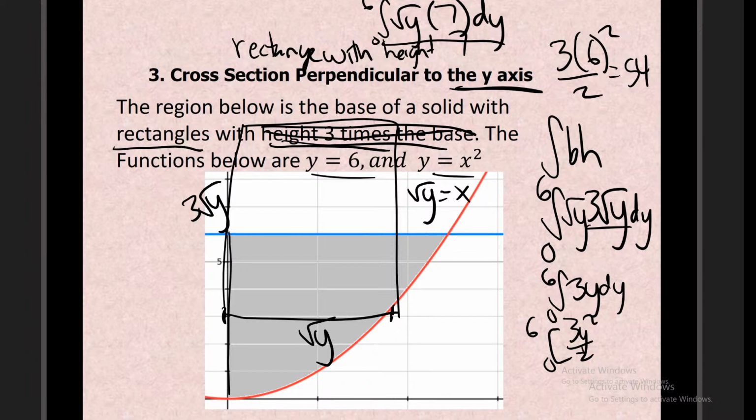All right, so this is cross-section. So, hey folks, any questions about cross-sections that I can answer before I show you what the homework is and we call it here?